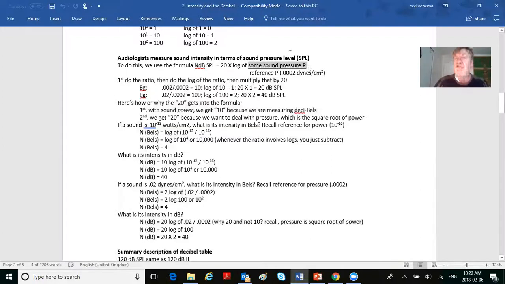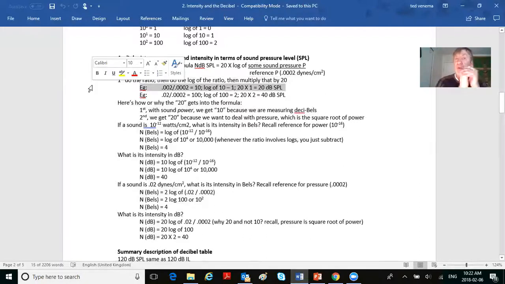So that's the ratio. You first do that. And then what's the logarithm of that ratio? This is not Chinese, this is English. We'll talk about it. And then you multiply it by 20 to get your decibels. So let's do one together, just for the Sam Hill of it. Look what it says: first do the ratio, then do the log of the ratio, then multiply by 20. 1, 2, 3.